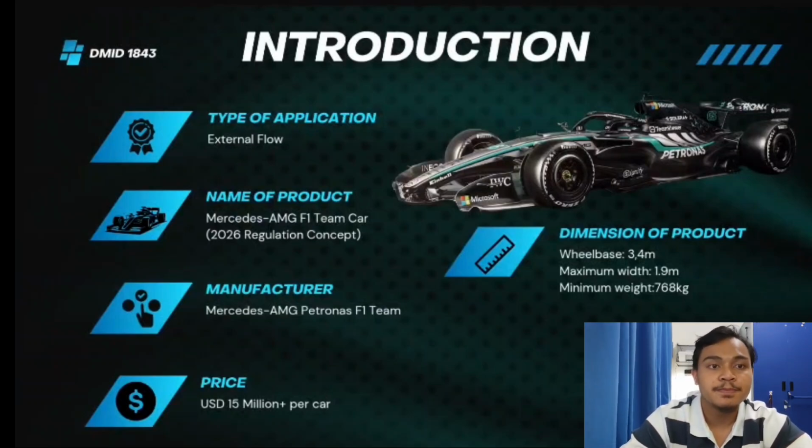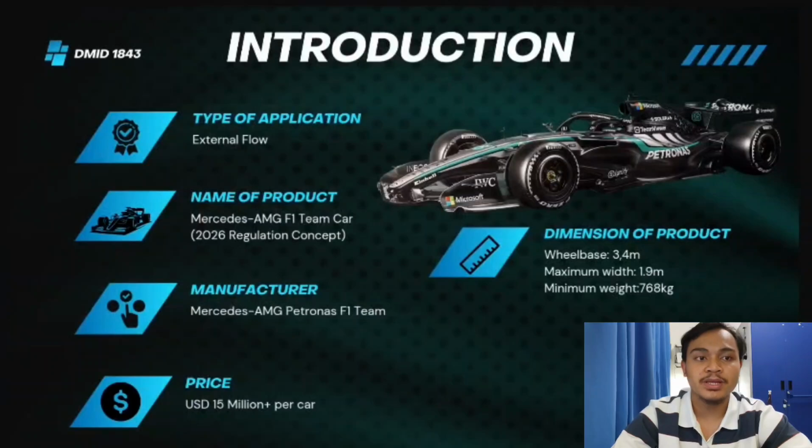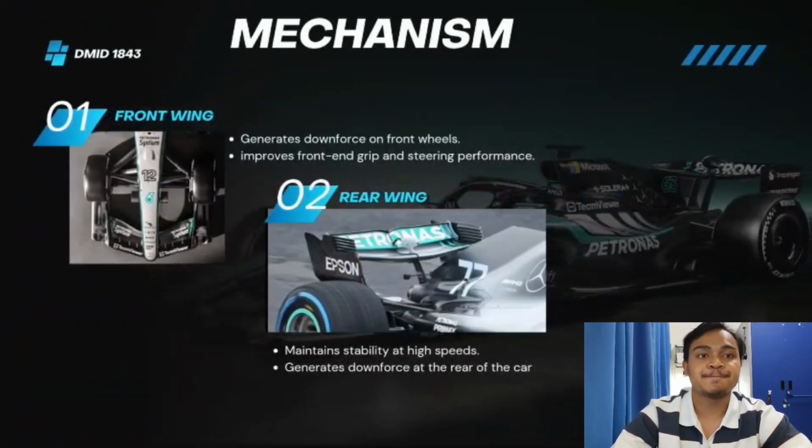Because it's a perfect example of an external flow application. When the F1 car moves fast on the track, the surrounding air, which acts as the working fluid, flows directly over the outer parts of the car, like the front wing, the body, and the rear wing. Understanding this external flow is important because it helps the team control air resistance and create downforce so the car can corner at crazy speed. That's all for the introduction part. I will pass to my teammates to explain the mechanism.